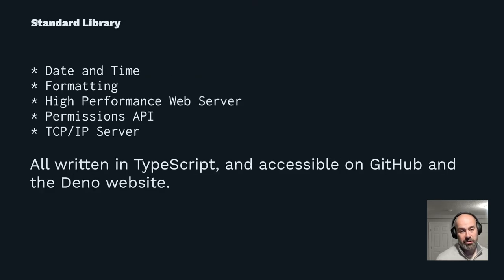There is a standard library which provides additional features. So there's more advanced date and time processing, though there's interest in moving to those once they are standardized as part of the web platform. There's more advanced formatting. There's a high performance web server with both native bindings that make use of Rust, as well as a more portable implementation. There's the permission API, like I said, and there's TCP/IP servers.